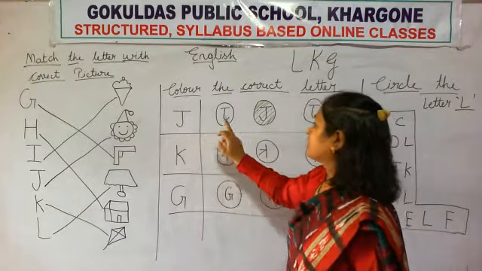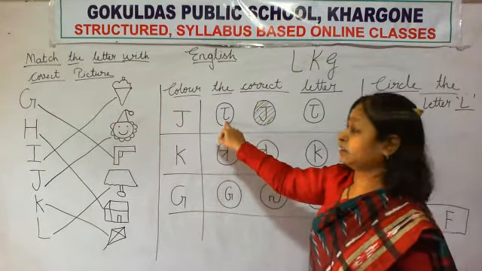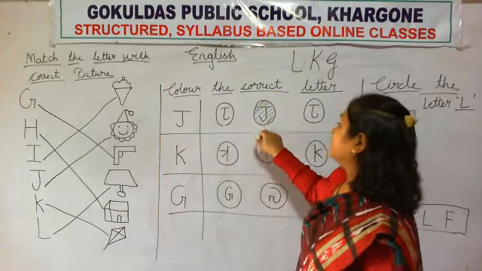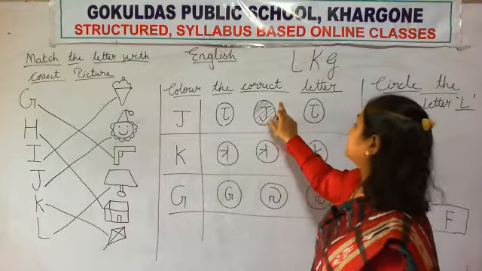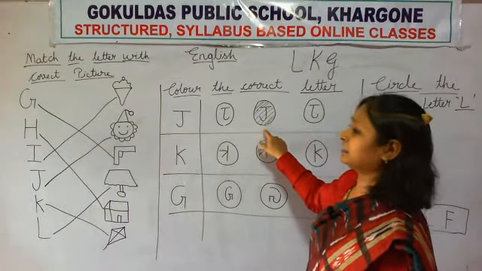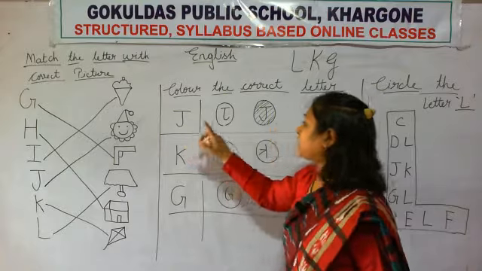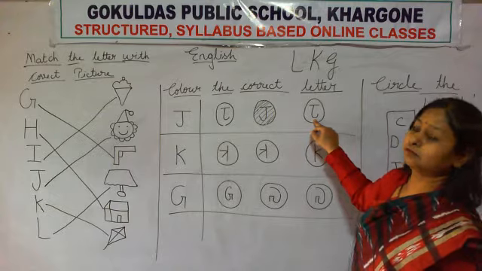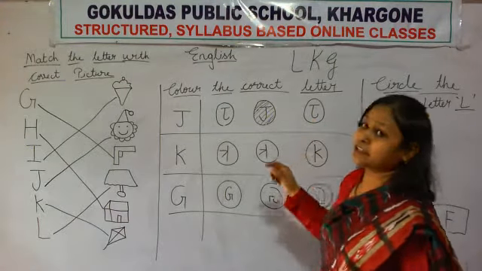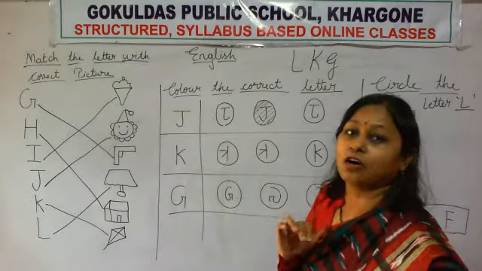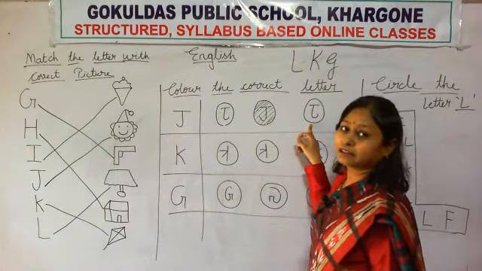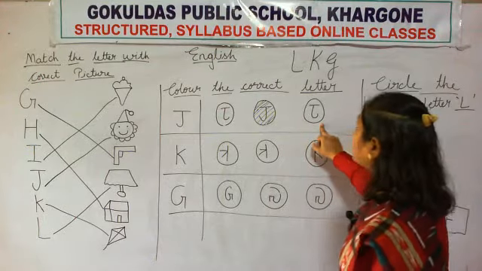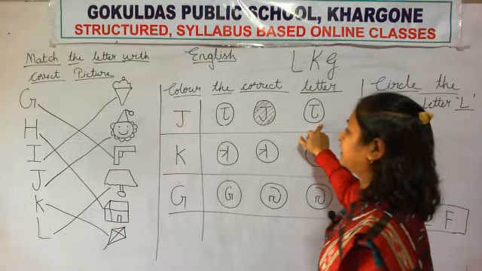Okay. This letter is wrong. This letter is written wrong, so we will not color this letter. This letter is written correct. Yes, this is written properly. J. This letter is correct. Okay. Now look here. This letter is J. This also J. No. The formation of this letter is wrong. So you will not color this letter.